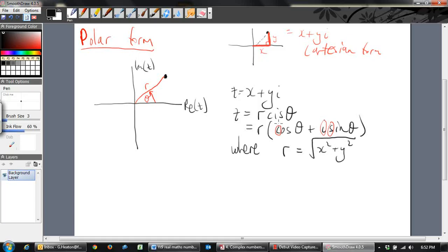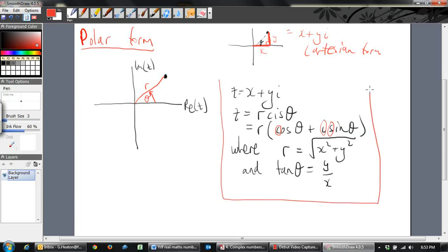It makes sense. Okay, and also if you do your tangent work, if that's theta in there, then what is that theta? Well, we know tan theta is equal to y over x, and basically that is all we need to know to be able to change between polar form and Cartesian form. Okay, so this is the guts of it. So we'll do an example and we'll just show you how that works.